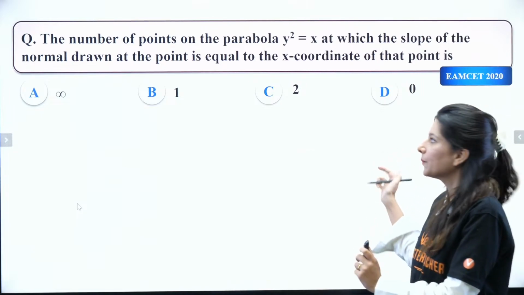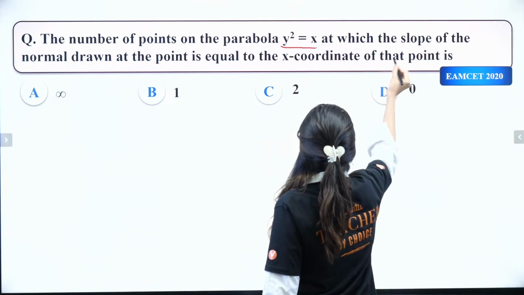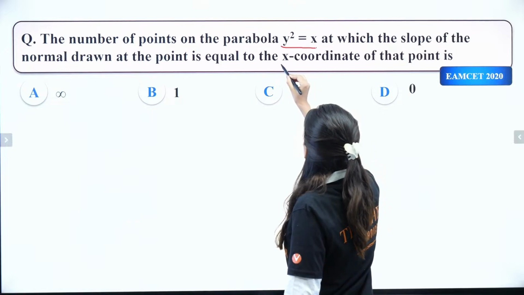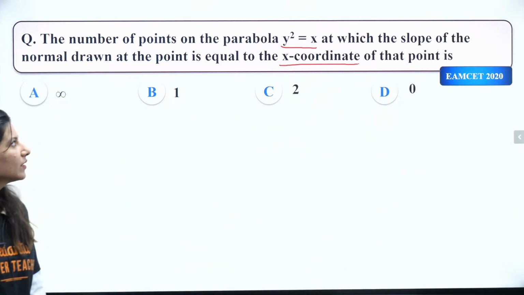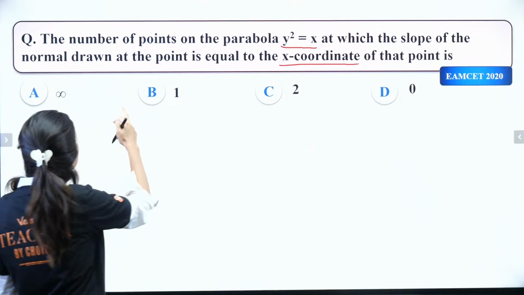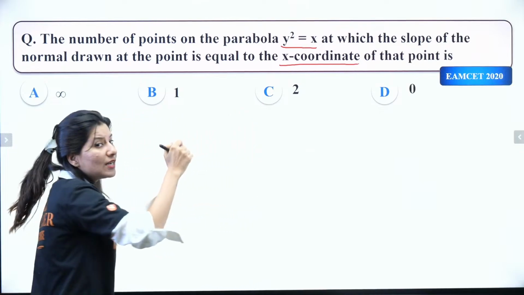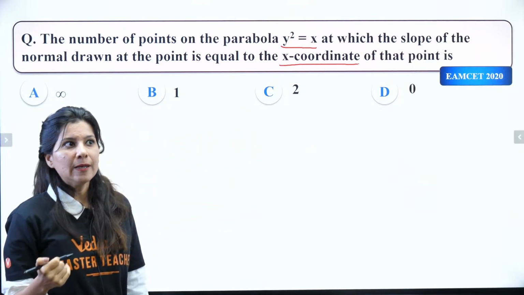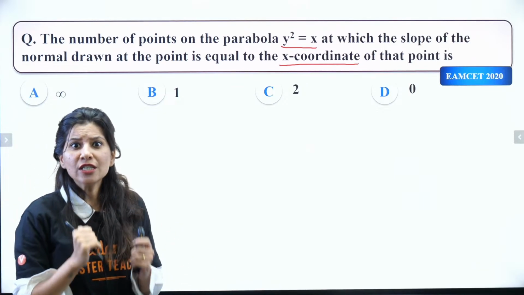So the number of points on the parabola at which the slope of the normal at the point is equal to the x coordinate of that point. Very easy question, but I found it really good. What they are saying is slope of the normal is equal to x coordinate. So let us first find the slope of the normal. How to find it? By taking the negative reciprocal of the slope of the tangent.